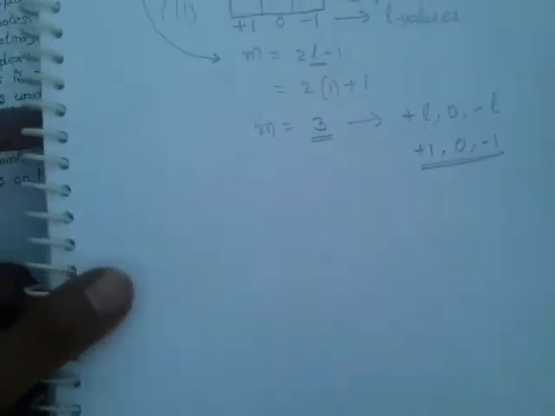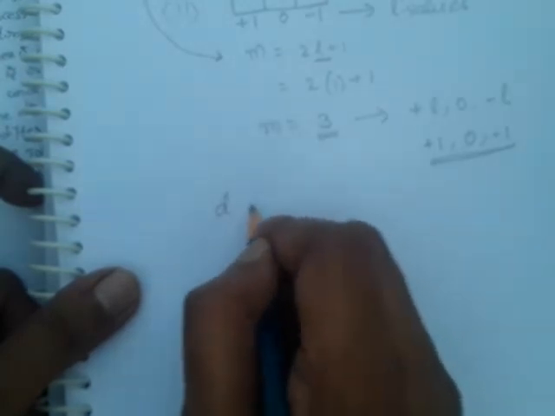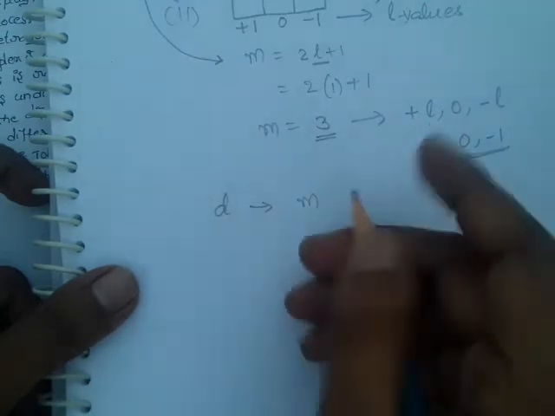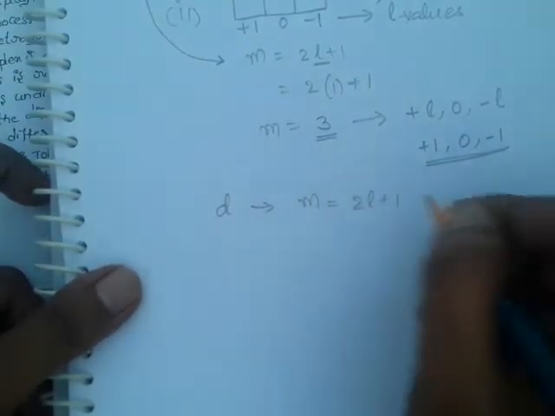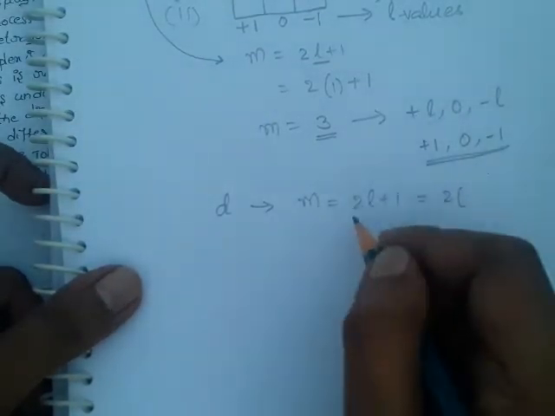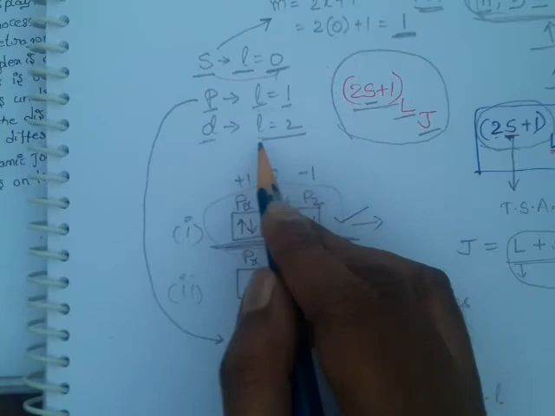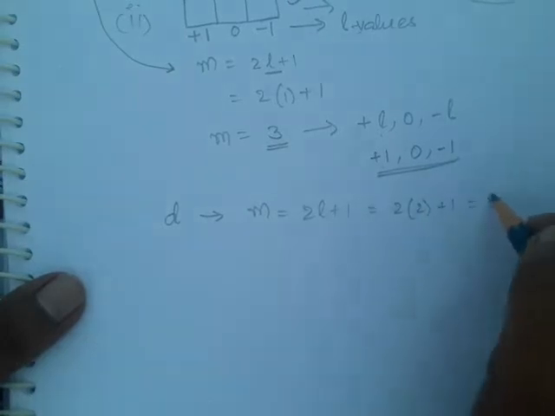If you go for d orbital, m values, how many are there? 2L plus 1, that is equal to 2 into L value. For d orbital, L value how much? 2. So 2 into 2 plus 1, that is equal to 5. How many m values are there? 5 m values are there.